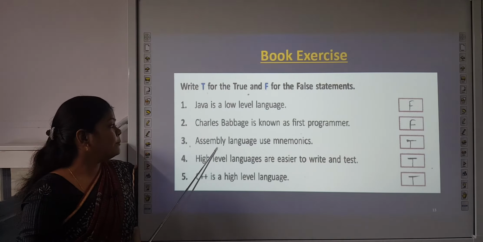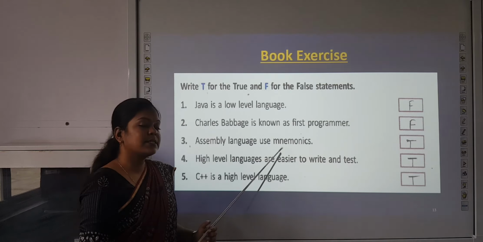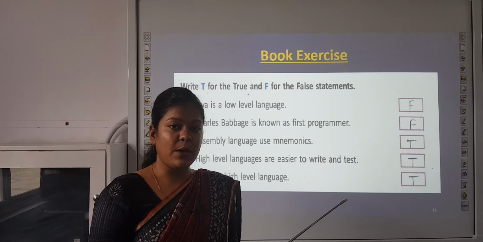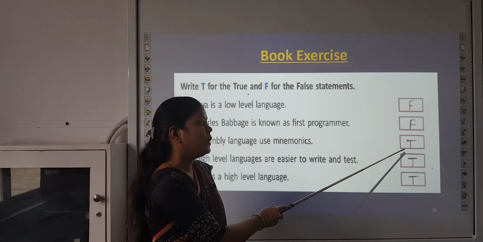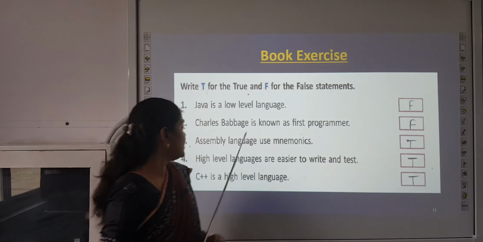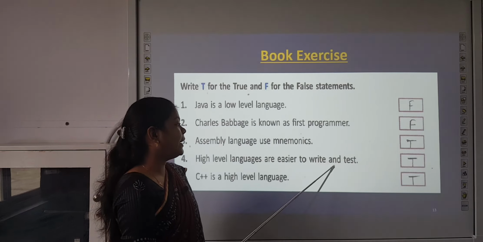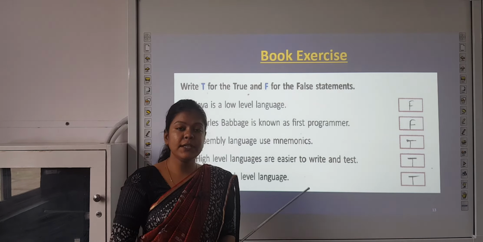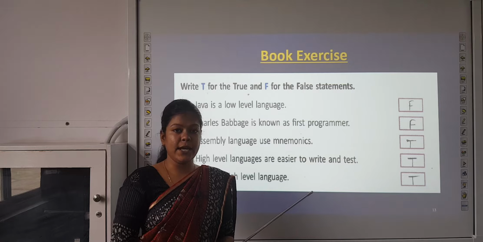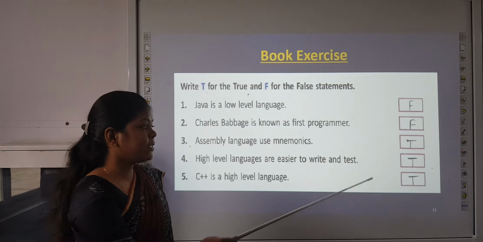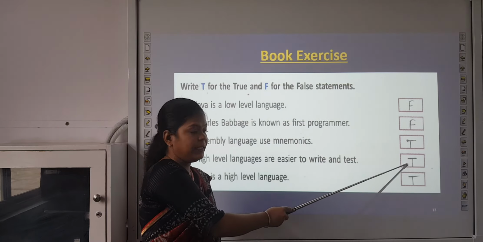Next, assembly language uses mnemonics. It is true because assembly language uses mnemonics in the programming codes. So, you have to write capital T here. Next we have, high level languages are easier to write and test. Yes, high level language is easy to write and test because it is very close to human languages. So, it is true, you have to write capital T here.